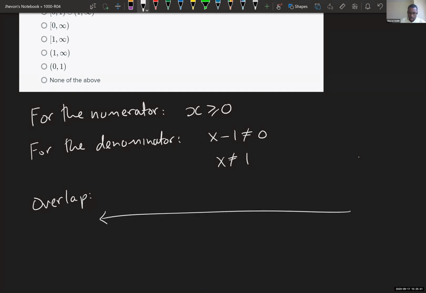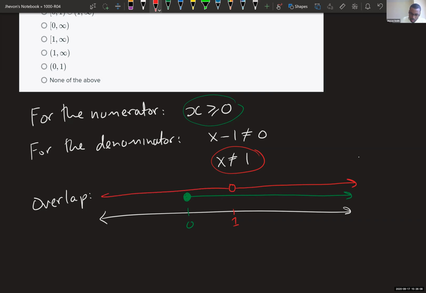Well, on our number line, the first thing we have to worry about is x must be greater than or equal to 0. So if there's a 0 here, x can be that or anything larger. The second thing we have to worry about is that x cannot be 1. So on this number line, I'm not allowed to be 1, but I can be anything above or below.